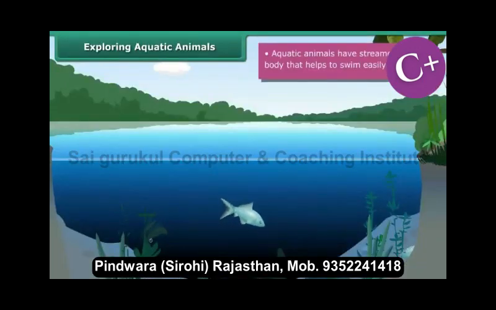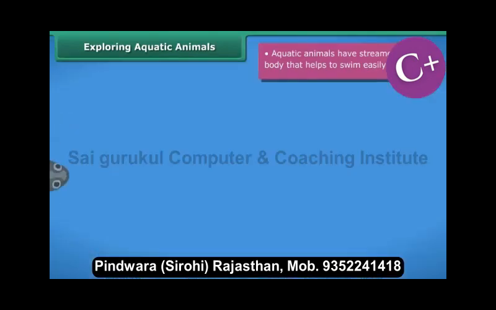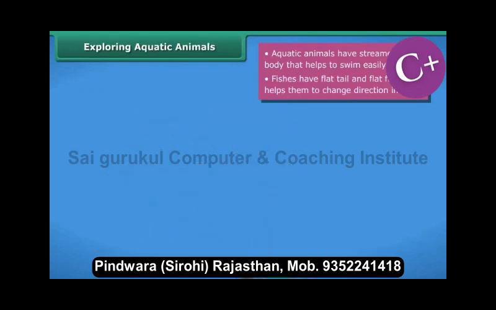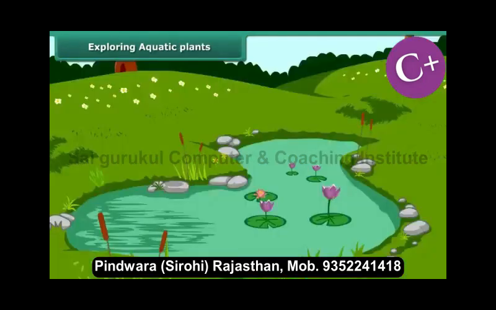Aquatic animals have special features and adaptations that help them to survive and live in aquatic habitats. Aquatic animals like fishes have a streamlined body that helps them to swim easily in water. Fishes have a flat tail and flat fins that help them to change direction in water. Fishes respire through gills.